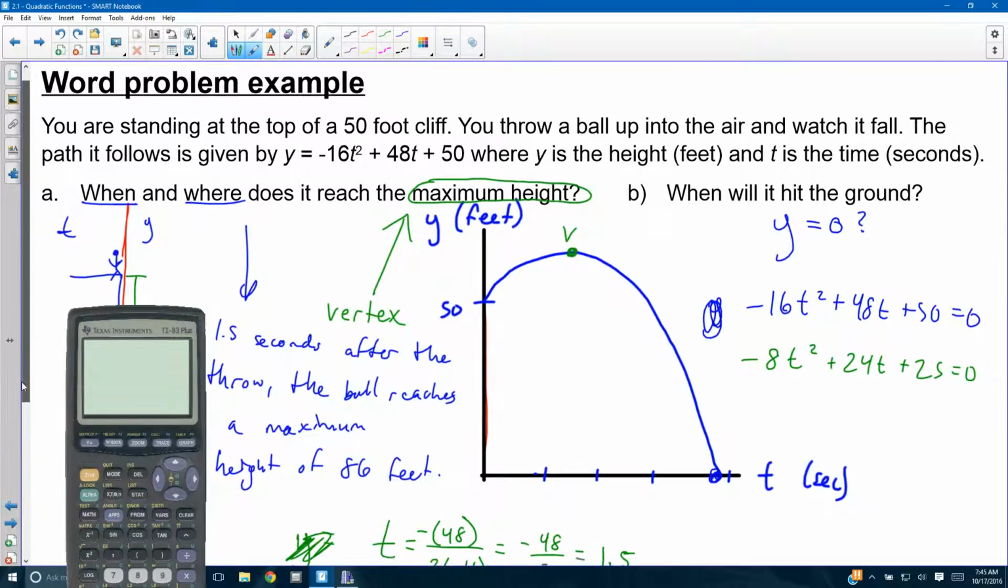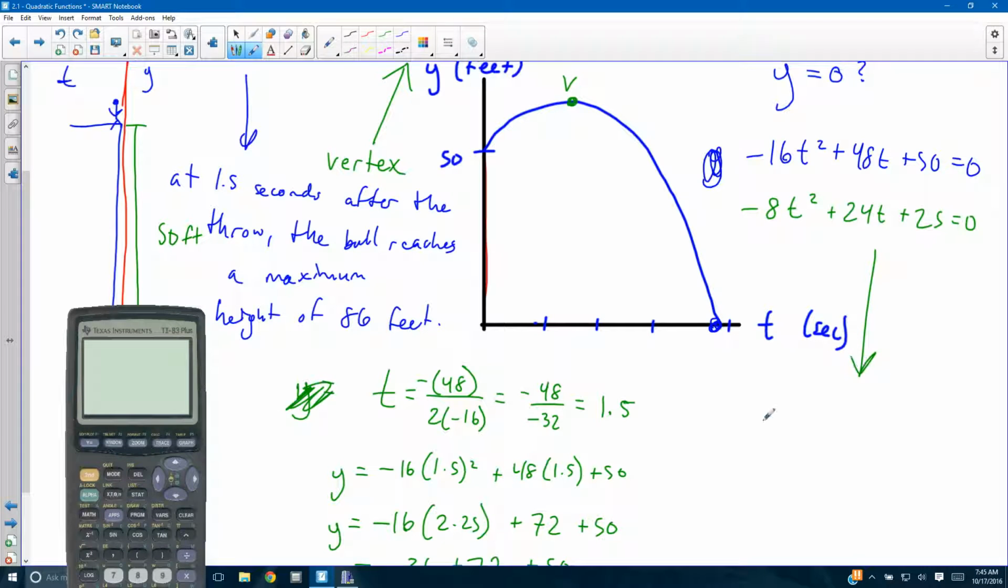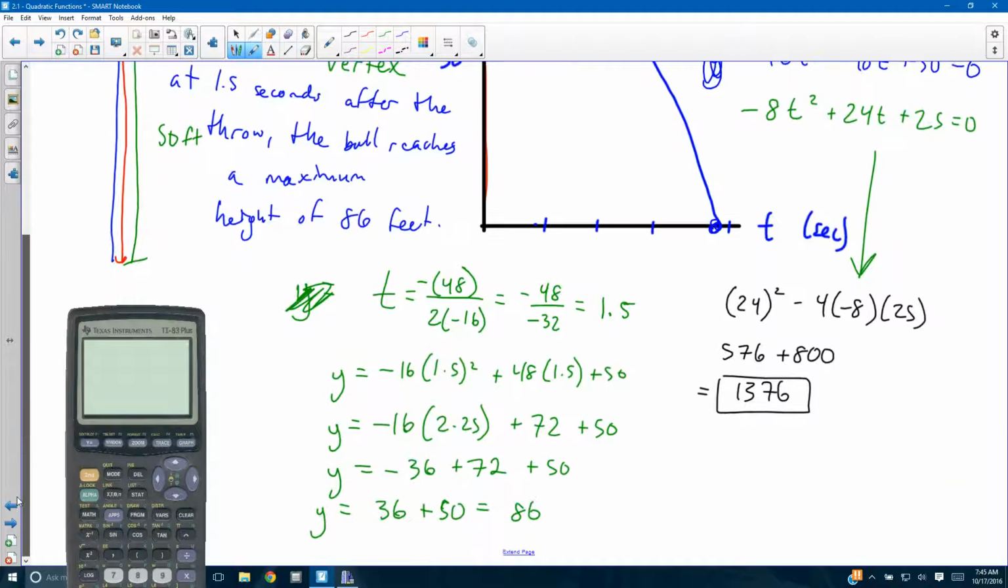Just to save face, let's test the discriminant and see what kind of thing we're looking for. If it's a perfect square trinomial, I will try and factor with you. So b squared minus 4ac becomes 24 squared minus 4 times negative 8 times 25. So that's 576 plus 800. 1376. Even I don't know if that's a perfect square. I don't think it is, but I don't know. All right, so 1376 right here.